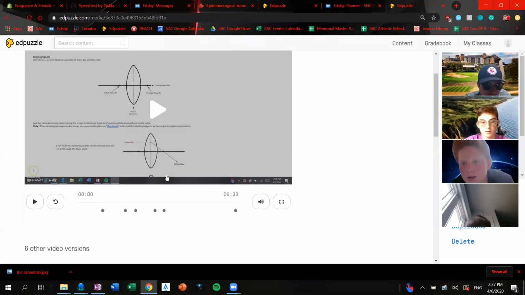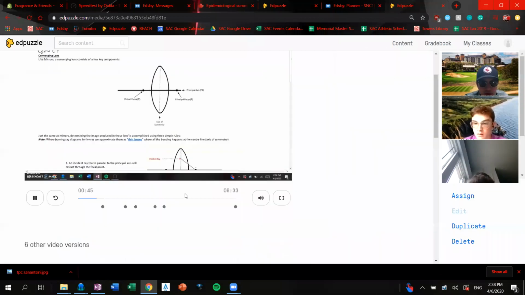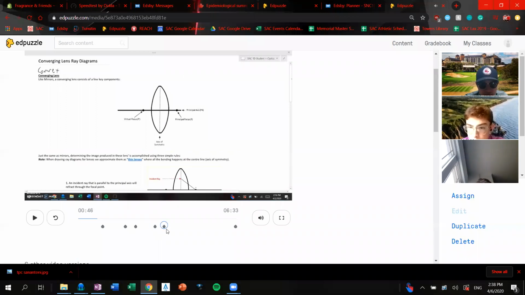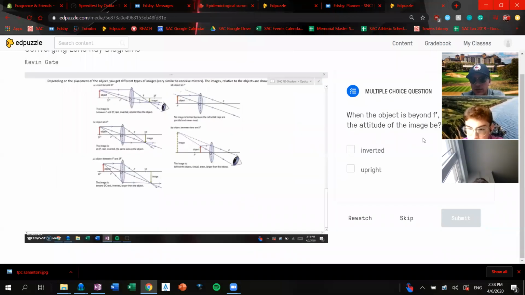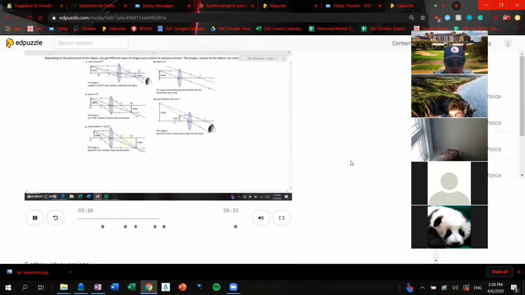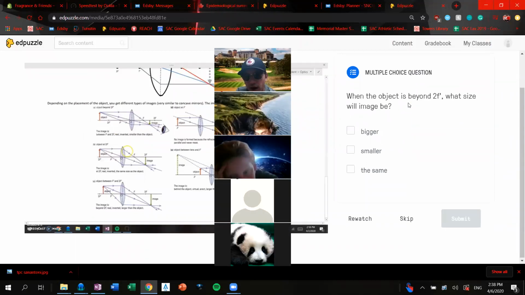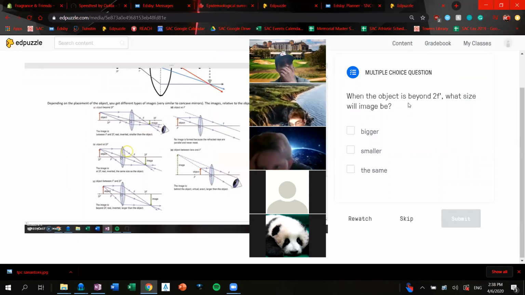Can somebody else tell us which question number it was that needs to be edited? Second last. Yeah. The second last. Okay, so the second last question on the Edpuzzle says, when the object, oh, wait, no. It's the third last. Yeah, the one before that. I got it wrong too. When the object is beyond 2F, what size will the image be? The answer should be smaller. Yeah, that's what I said. It said bigger, and it's saying bigger.